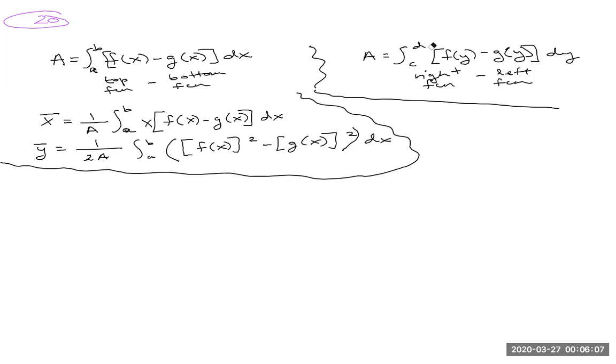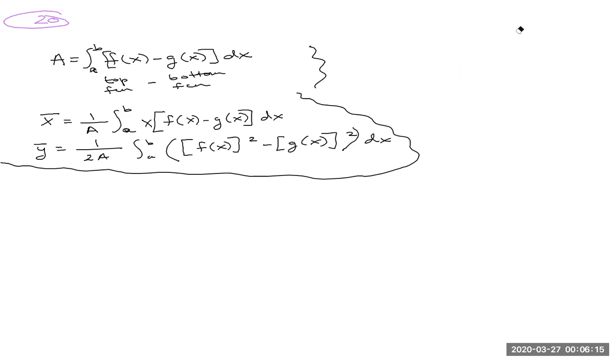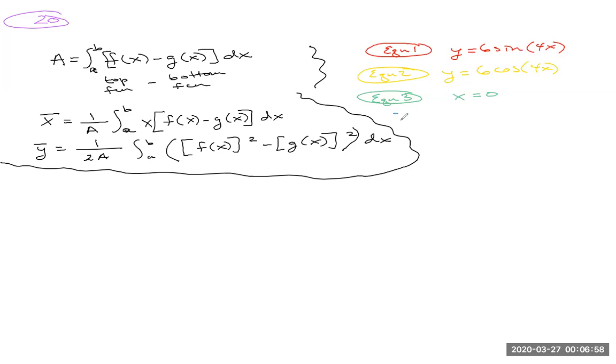Let me go ahead and erase the stuff we don't want right now, and we're going to write in our equations. So we have our equation 1, that is y equals 6 sine of the quantity 4x. We have equation 2, that's y equals 6 cosine of 4x. We have equation 3, which is x equals 0. And we have equation 4, which is x equals pi over 16.